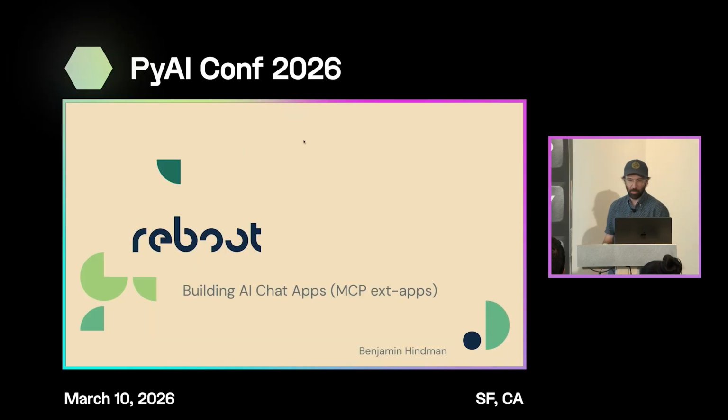So today I'm going to be talking about building AI chat apps. Specifically, this is the ext-apps extension to MCP. First, how many people have heard of MCP? How many people specifically have heard of MCP apps, the ext-apps extension? Okay, still quite a few. It's been mentioned a handful of times today.